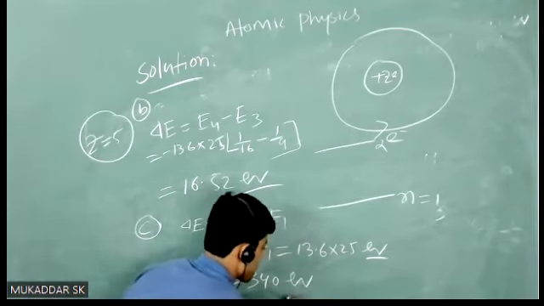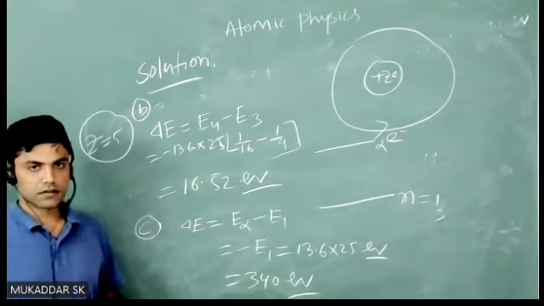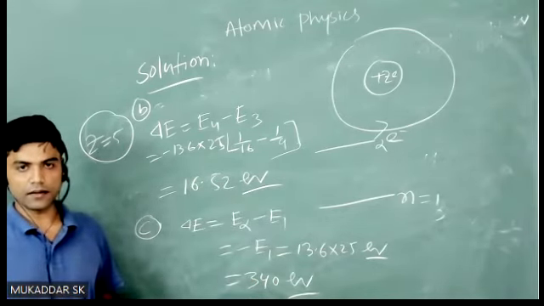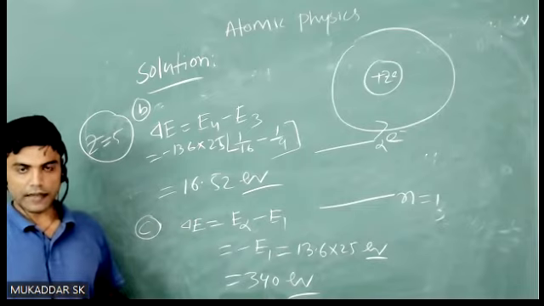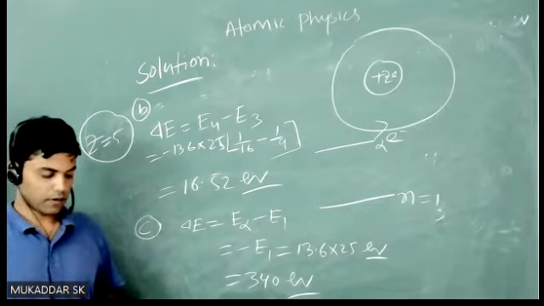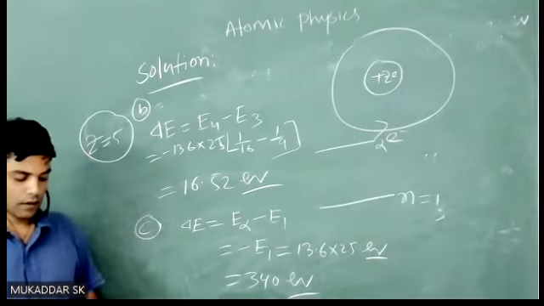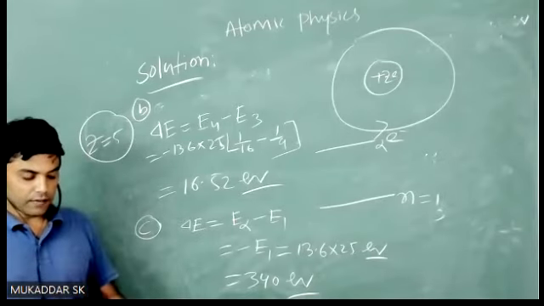Very good. Now, D part: the kinetic energy, potential energy, or angular momentum in the first Bohr orbit. So how much will it be? How much will the kinetic energy be?